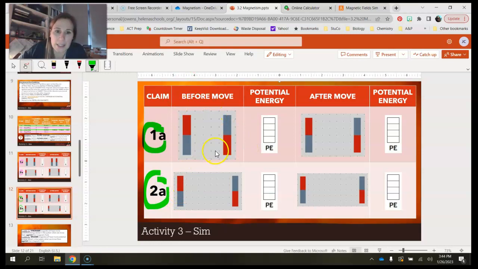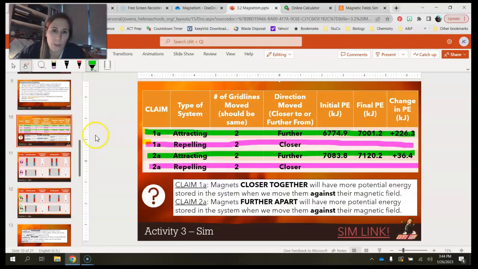Okay, so let's take a look at this. This is our attracting system. This is the one that we moved 4 grid lines. This is 8 grid lines, and then we moved them both a little bit further apart, so against our system by 2 grid lines. So let's take a look at our energies and see what we came up with.